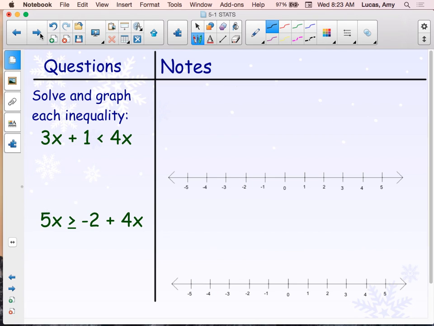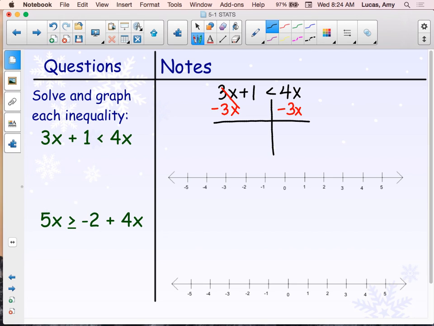My next example, I have a variable on each side. You can solve this in a couple of different ways. I'm going to solve it by subtracting the 3x on both sides. I know I want my variables on the left. I know that, but I'm not going to eliminate the 4x when it's the only thing on its side.